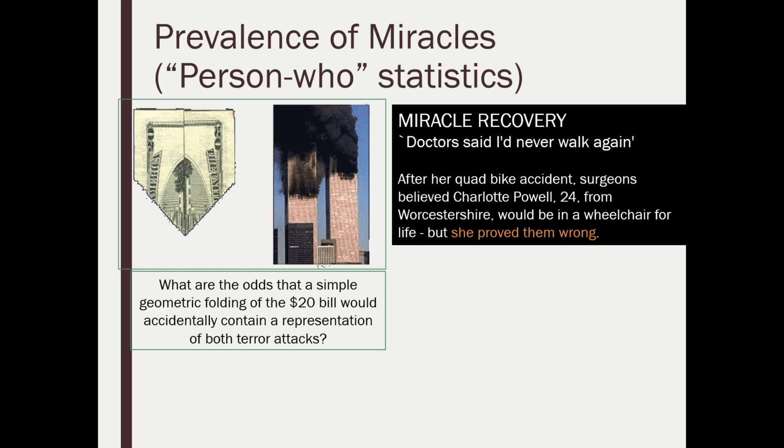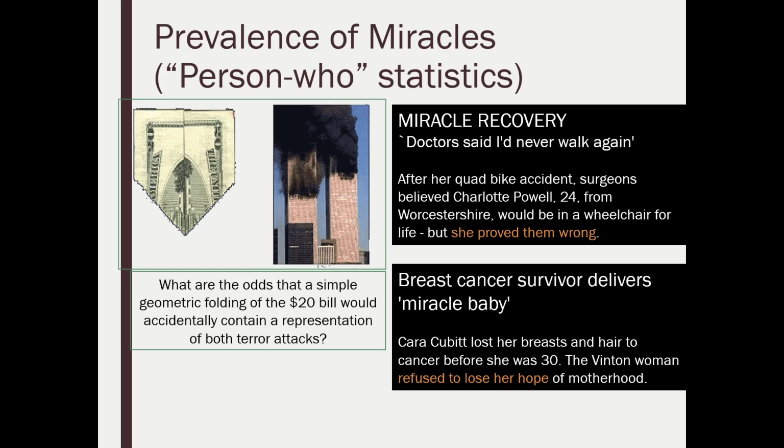It's a miracle. Breast cancer survivor delivers miracle baby. Right? She lost her breasts and hair to cancer before she was 30. She refused to lose her hope of motherhood, and she ultimately had a baby. It's a miracle.